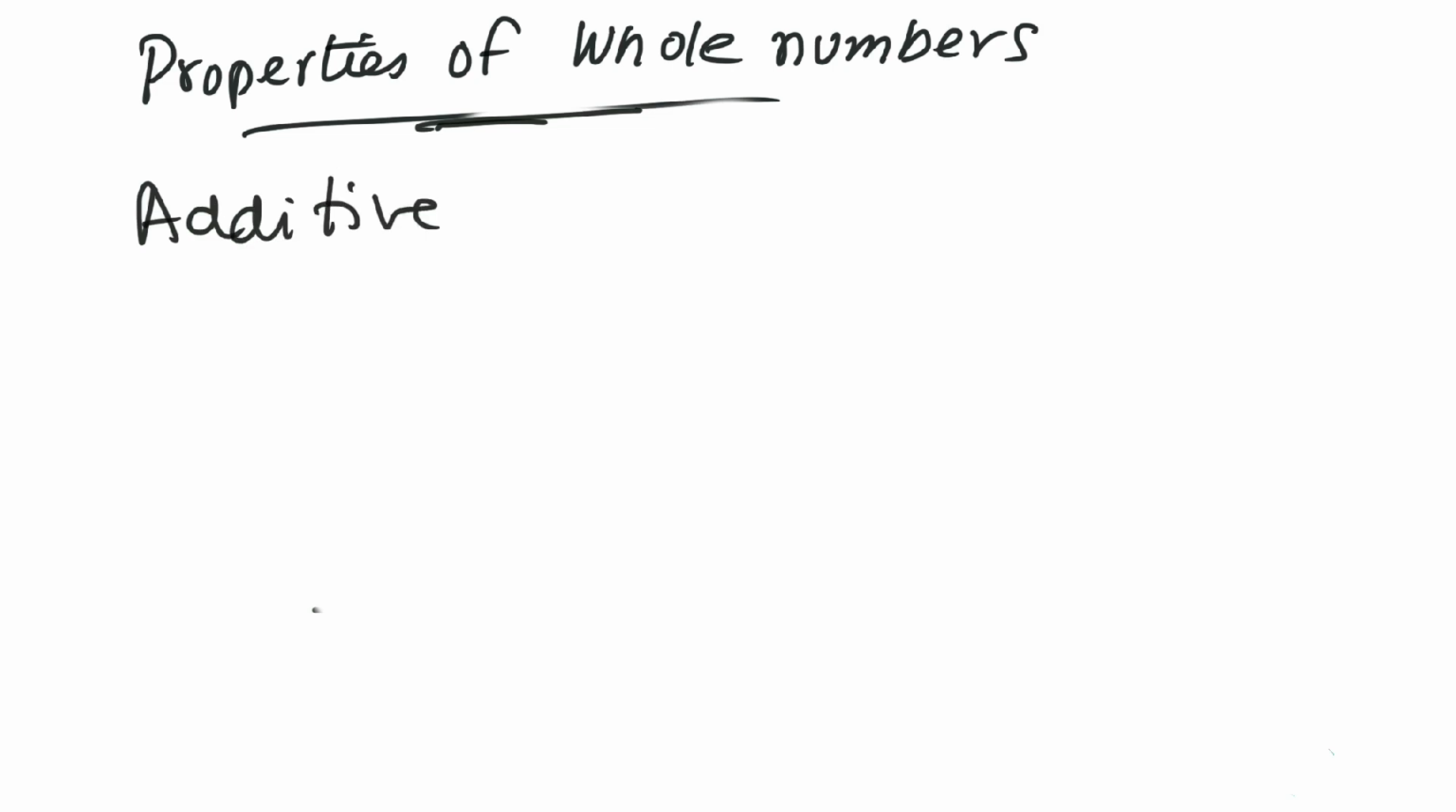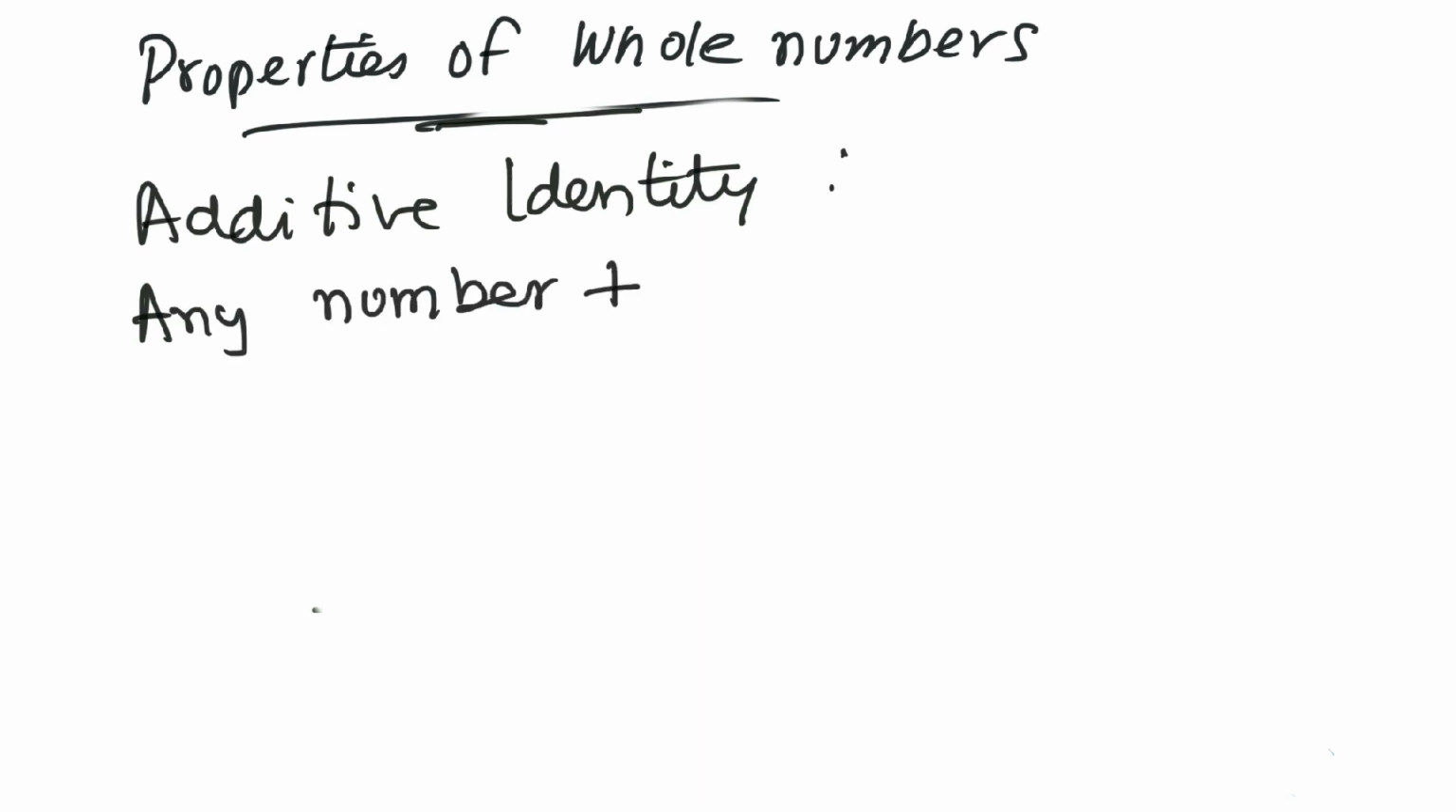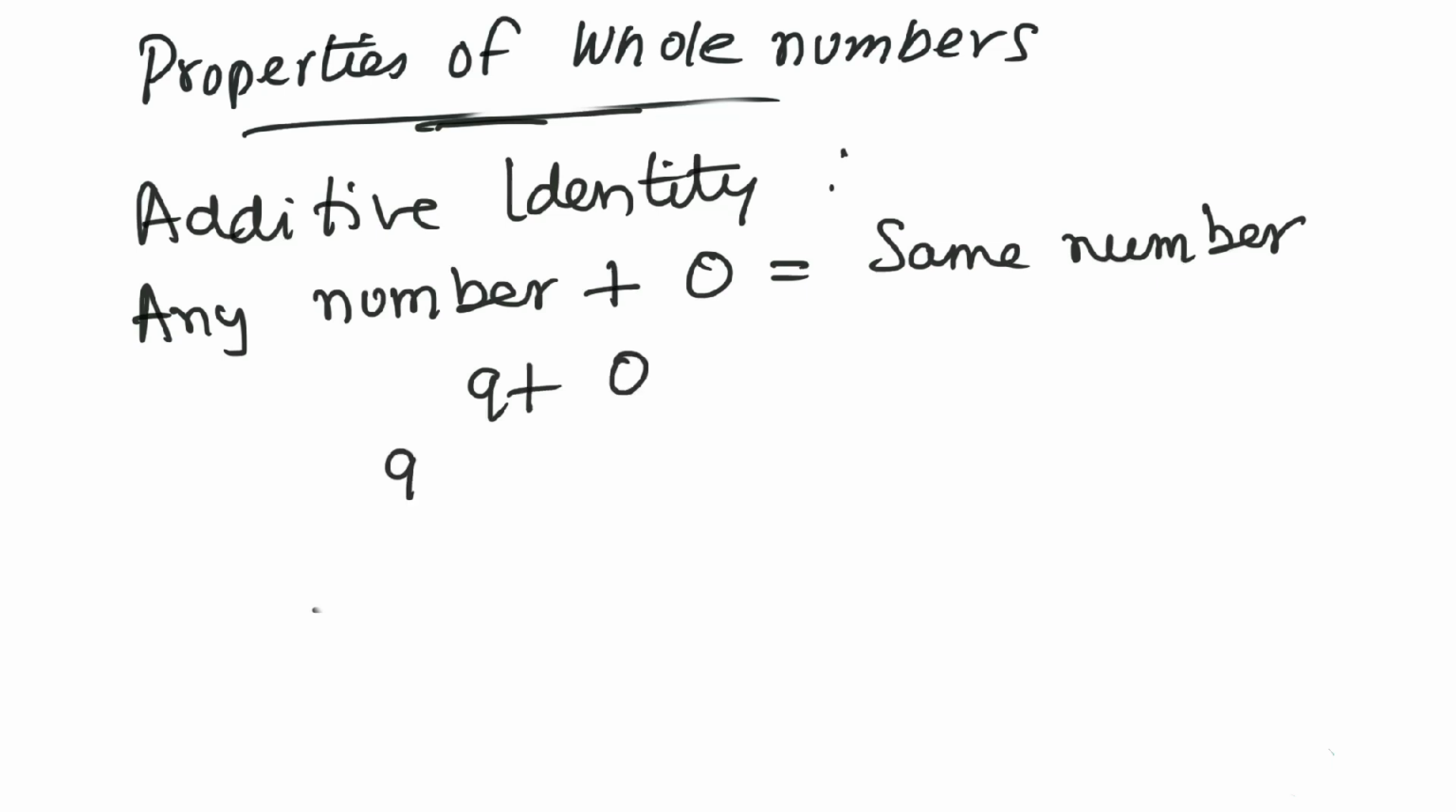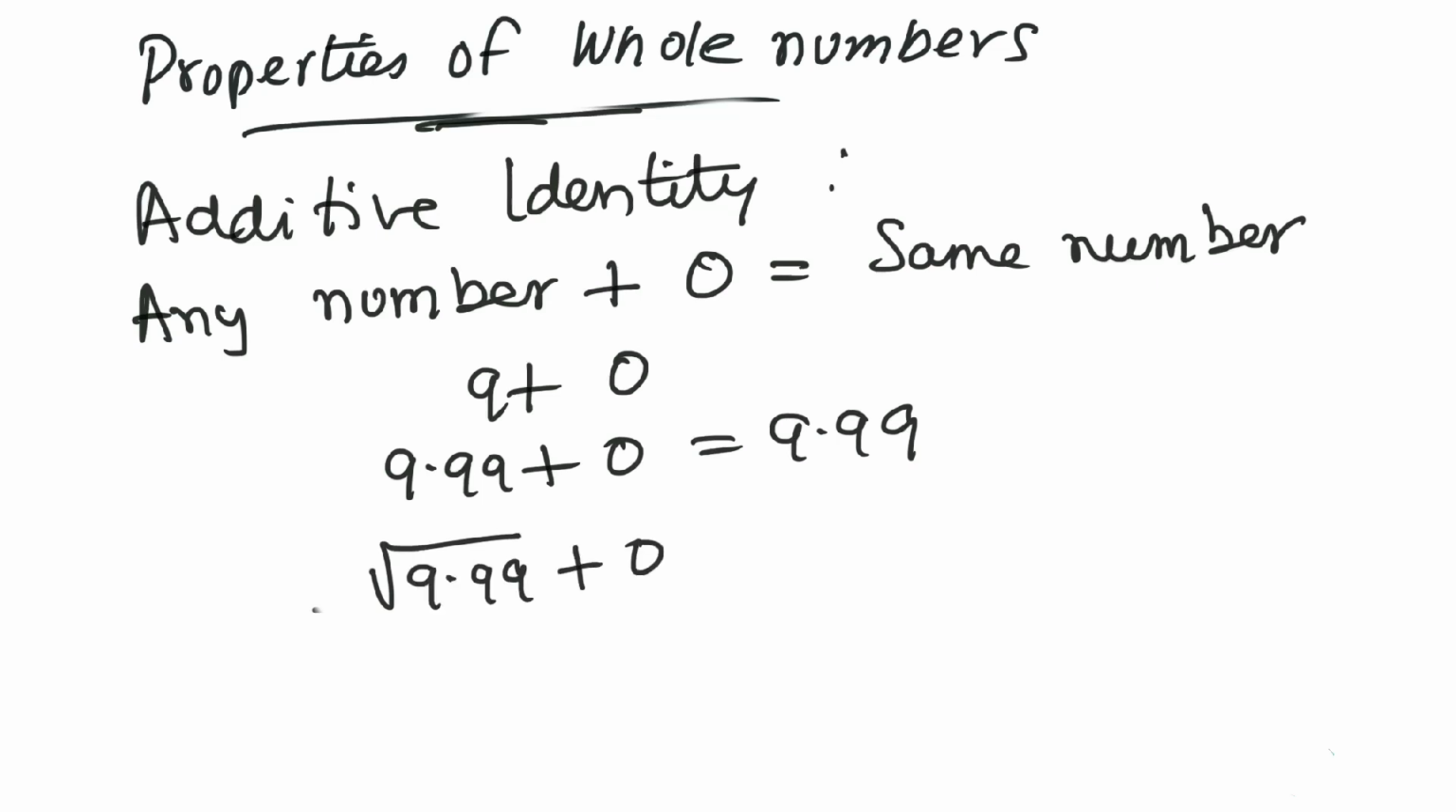Now let's look at a very interesting property, the additive identity. It basically means that any number when added to 0 retains the number. You get the same number. Why? Because 0 denotes emptiness, so nothing happens. No property changes with relation to that number which we are adding to 0. That simply means 9 plus 0, you get 9. 9.99 plus 0, you'll get 9.99. Root of 9.99 plus 0, you'll also get root of 9.99.